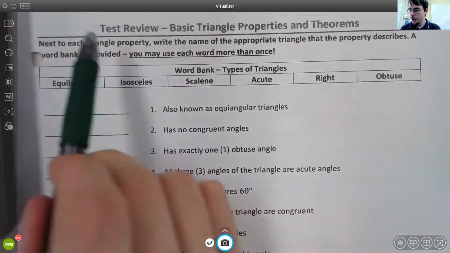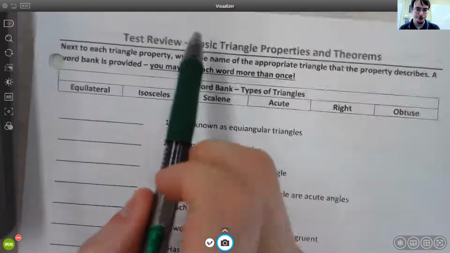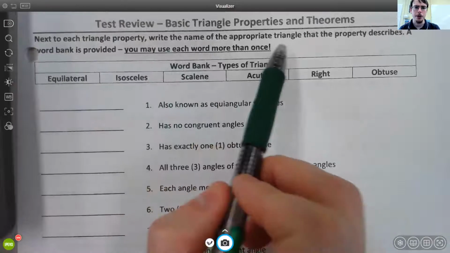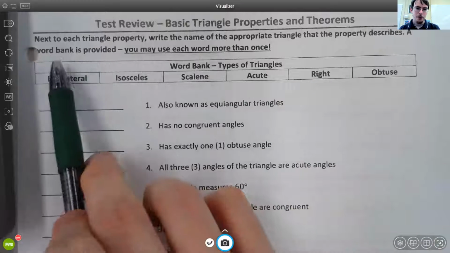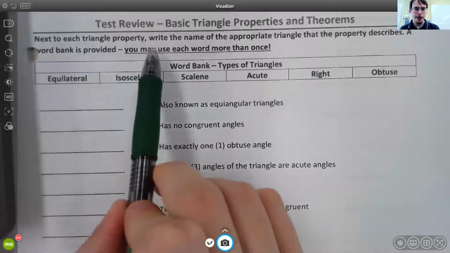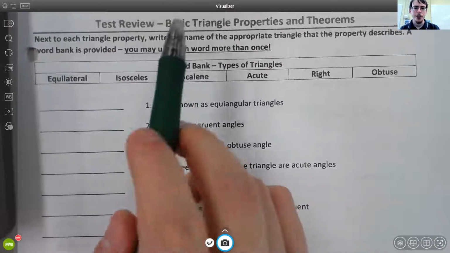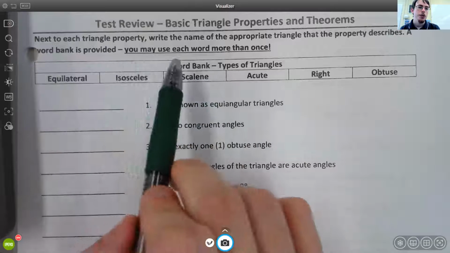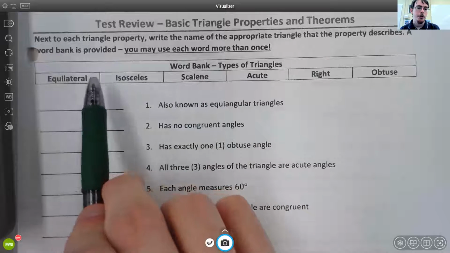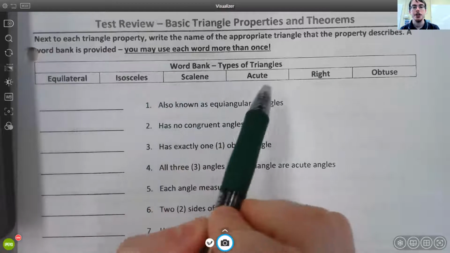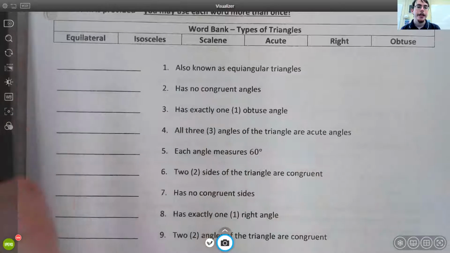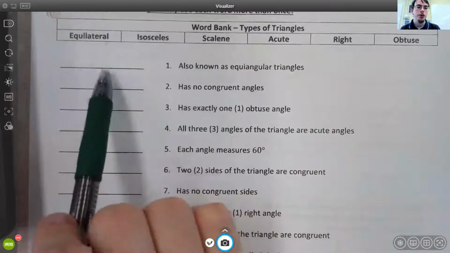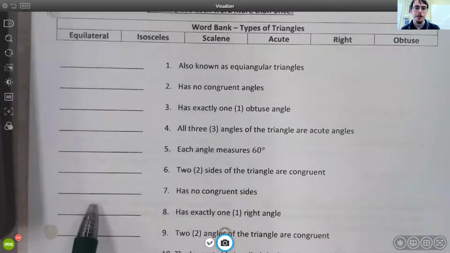So here next to each triangle property, we want to write the name of the appropriate triangle that the property describes. A word bank is provided where we may use each word more than once. So we are going to be talking about equilateral, isosceles, scalene, acute, right, and obtuse. The thing here is that we'll only ever use one of these in each blank.